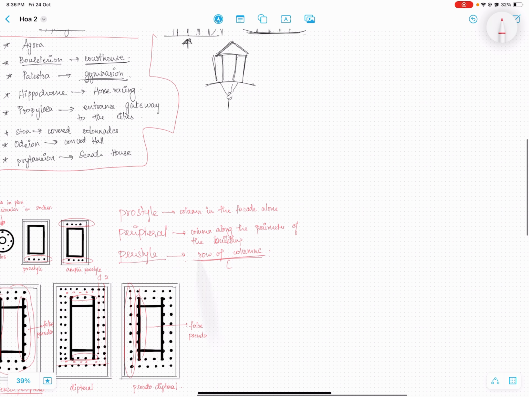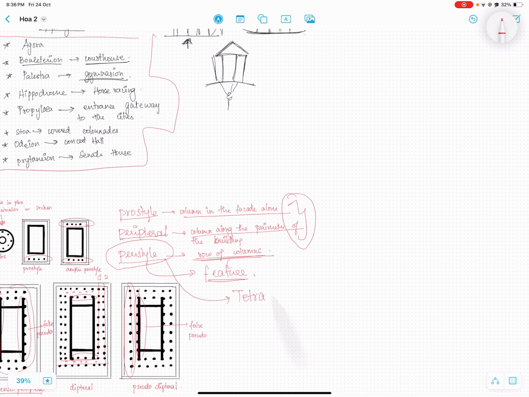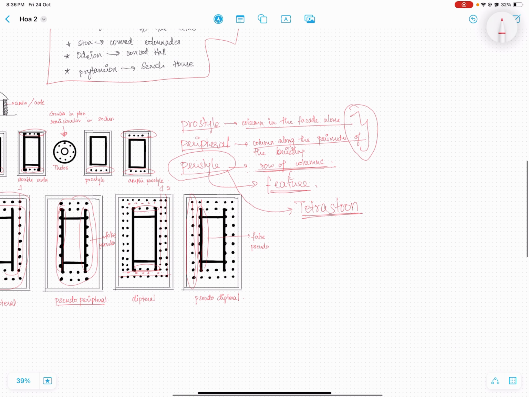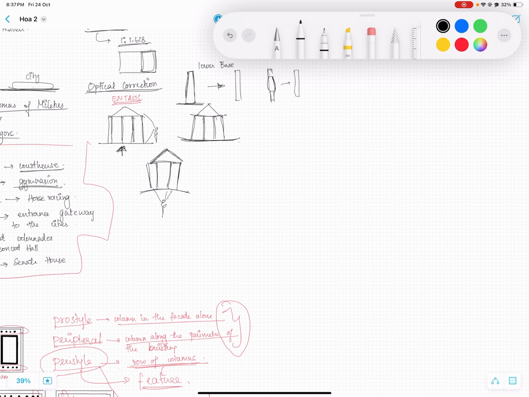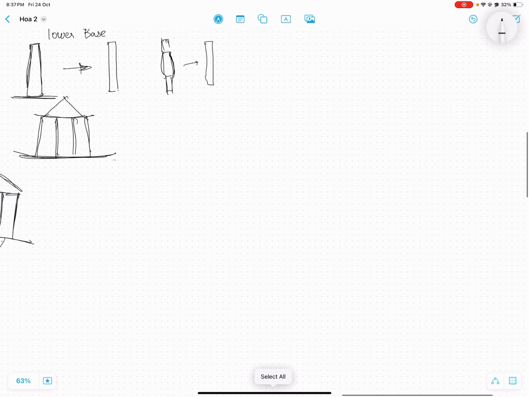So peristyle is a row of columns, peripteral is columns along the perimeter of the building, and prostyle is columns in the facade alone. It is also important to remember these two are buildings, while peristyle is just a feature. There is also another name for peristyle. It's called tetrastone. Okay, so we've discussed the temples, we have discussed intarsus, then we have Greek orders.